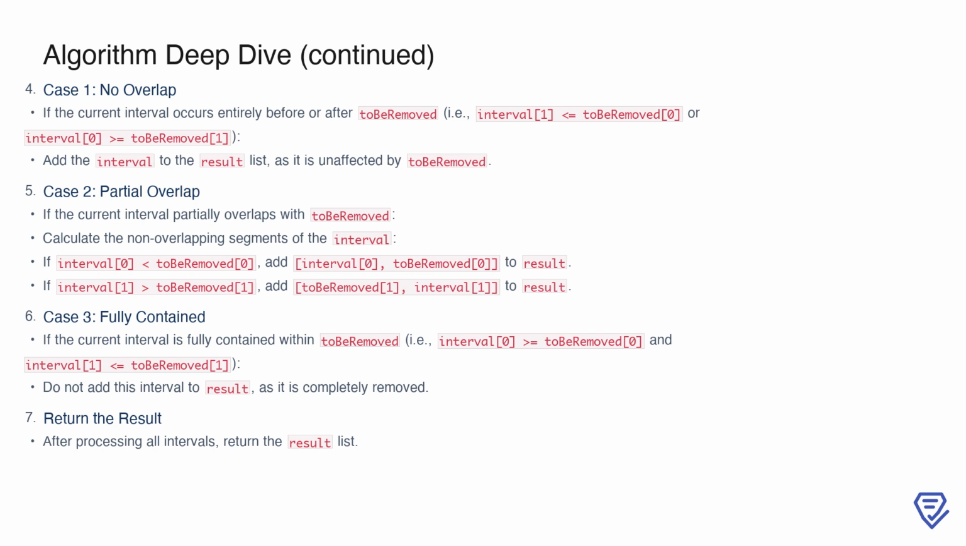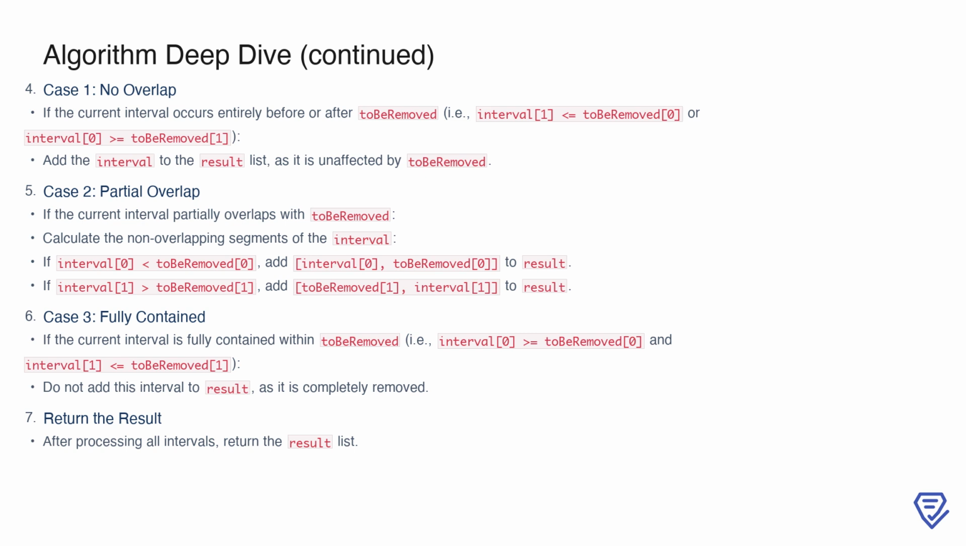In case 1, there is no overlap. This occurs if the interval is entirely before or after to_be_removed. Specifically, if the end of the interval is less than or equal to the start of to_be_removed, or if the start of the interval is greater than or equal to the end of to_be_removed, then the interval remains unaffected. In such scenarios, we simply add the interval to the result list as is.